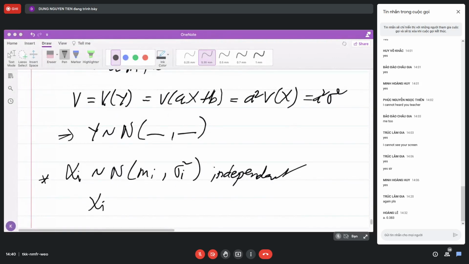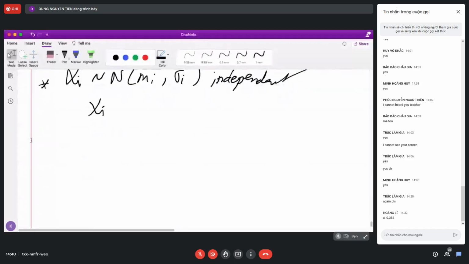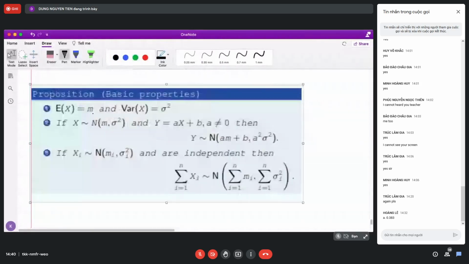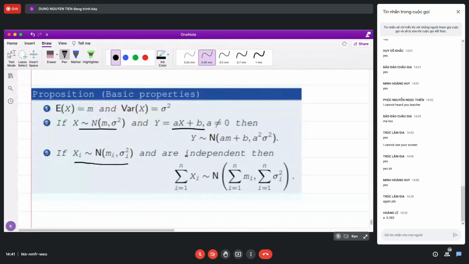The mean is the sum of the means, and the variance is the sum of the variance values. So in general, I have the following results. This is the summary of what I just mentioned. So you knew that the mean of X is mu, the variance is sigma squared. If X follows a normal distribution, you can get the distribution of AX plus B. If Xi follows a normal distribution and they are all independent in this assumption, then the sum will follow a normal distribution, and the mean is the sum of the means, the variance is the sum of the variance values. Okay? Are there any questions?